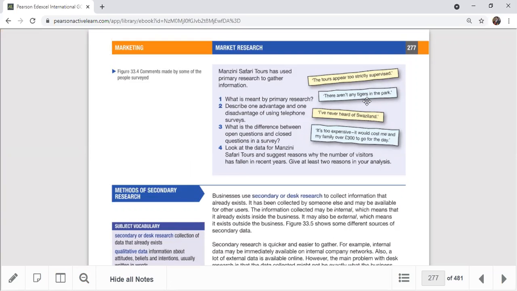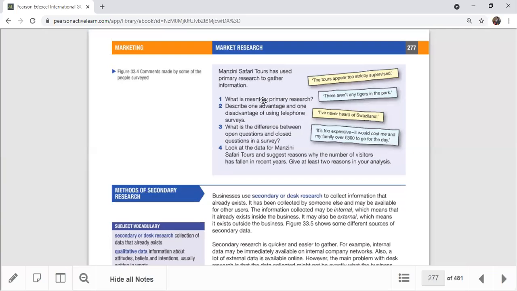And there aren't any tigers in the park. Boring. And then, I never heard of Swaziland. Okay, and it's too expensive. It would cost me and my family over 300 pounds to go for the day. So that's the thing. They gave some negative comments, which are the main reasons behind the drop in demand.